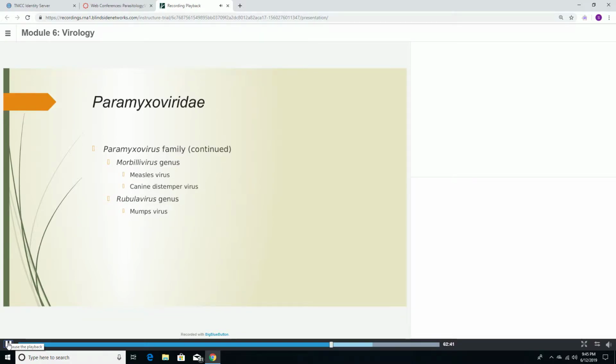We also have the Morbillivirus genus. This is the measles virus, and it includes canine distemper virus. And then we have the Rubulavirus genus, which causes the mumps virus. So the Paramyxoviridae family is the family that causes RSV, measles, mumps, and related diseases.